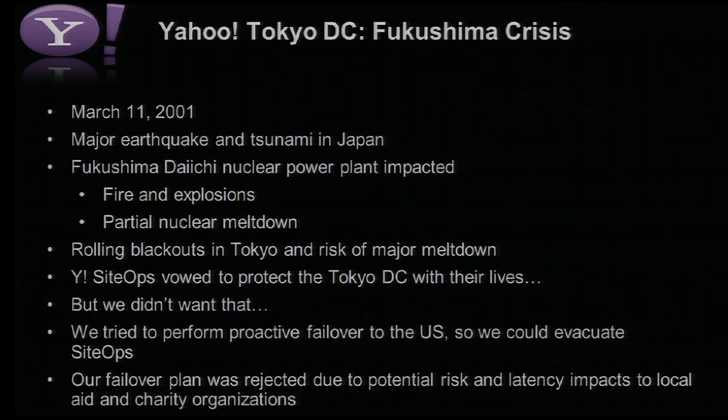So we planned a failover. We said, hey, we've built all these systems in place. Let's just fail out of the Tokyo data center and send our guys somewhere else. They rejected it because what was being served from our site in Tokyo at the time was aid organizations and charity organizations and people trying to find loved ones, and anything we touched would have put that at risk. So we didn't do it. What did I learn? Don't take a stable situation and make things worse.